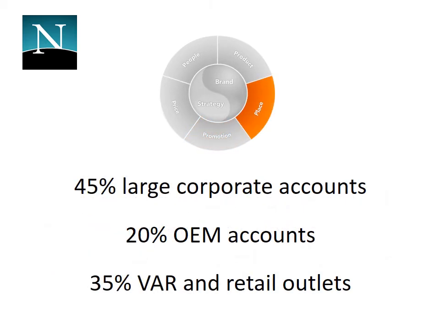Place. 45% of sales were to large corporate accounts. 20% were from over 70 OEM agreements with companies like IBM, HP, and Sun. The remaining 35% through value-added resellers and retail outlets. Interestingly, less than 5% of sales were made over the web, but remember, these were the days of dial-up.